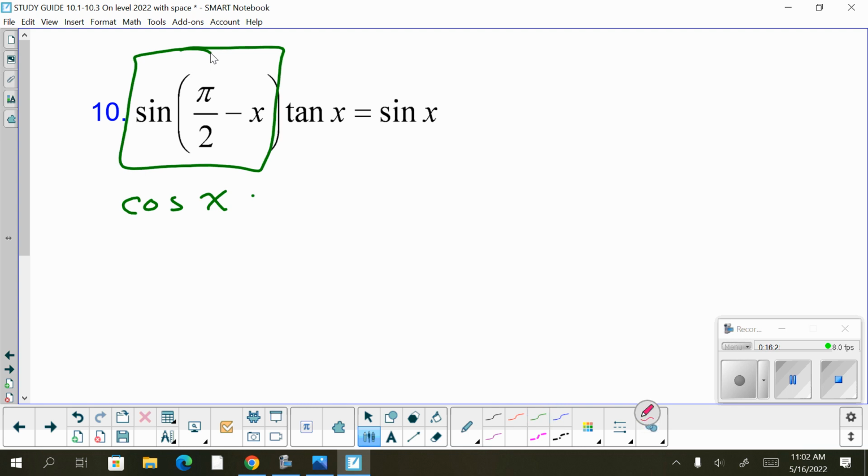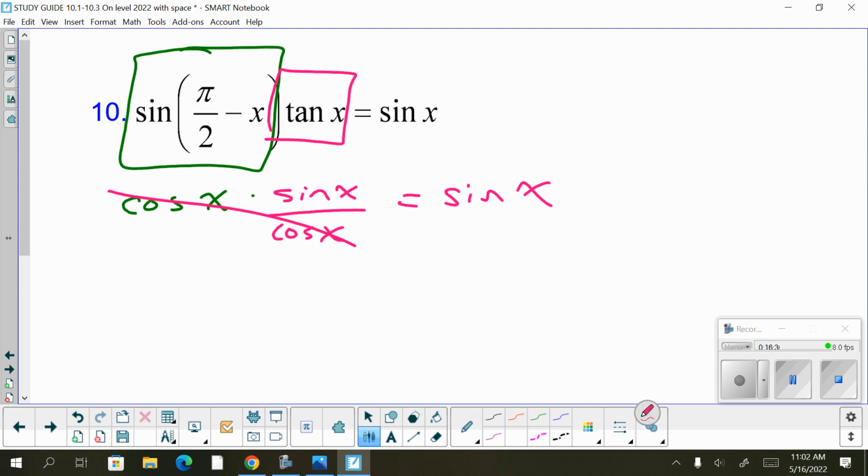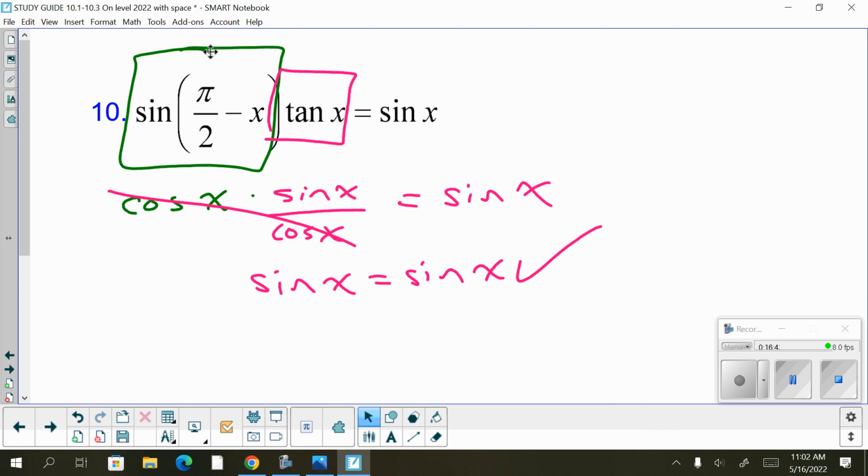Tangent, we're also going to replace with sine over cosine. And you're pretty much where you need to be now, because the cosines can cancel, so you have verified that the left-hand side matches the right-hand side. Basically, it's like those geometry proofs. You just got to prove it and verify it works. End with a big check mark.